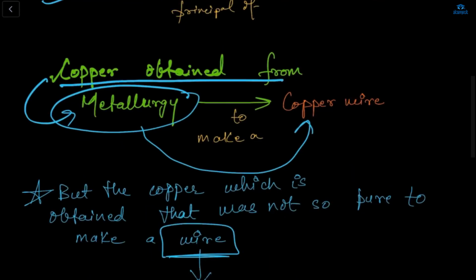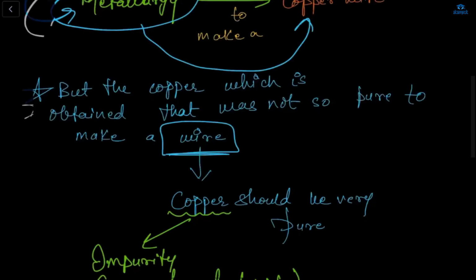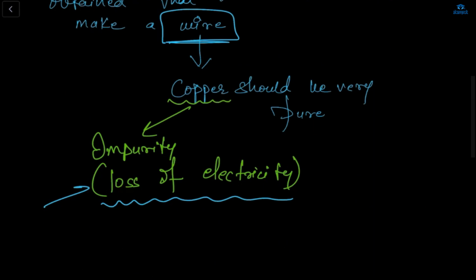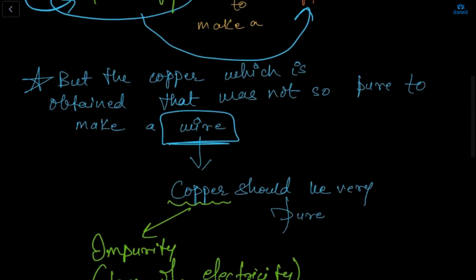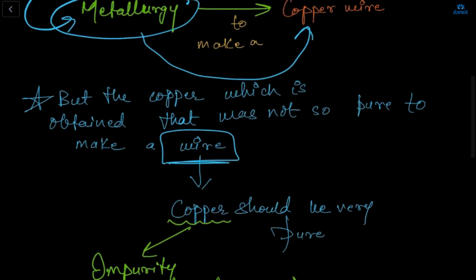ठीक है, इसका क्या मतलब है कि कॉपर जो हमें ऑब्टेन्ड हो रहा है मेटलर्जी से एक कॉपर वायर बनाने के लिए, लेकिन अगर कॉपर जो हमें ऑब्टेन्ड हो रहा है वो उतना प्योर नहीं है कोई भी एक वायर बनाने के लिए, तो उसका क्या मतलब होगा कि loss of electricity will be very high, and to make the wire very pure, the metal should also be very pure.